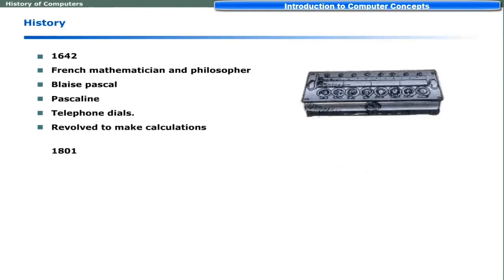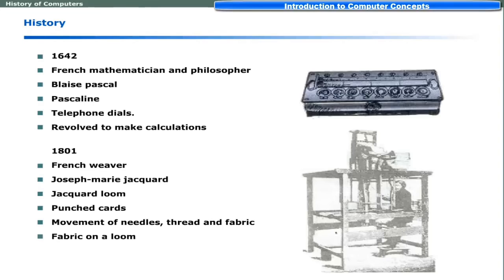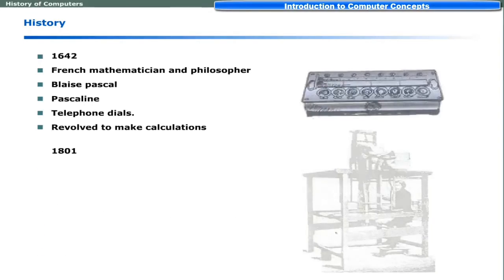In 1801, a French weaver named Joseph-Marie Jacquard created Jacquard loom. Punched cards were used to direct the movement of needles, thread and fabric to create different patterns in a fabric on a loom known as Jacquard weaves.